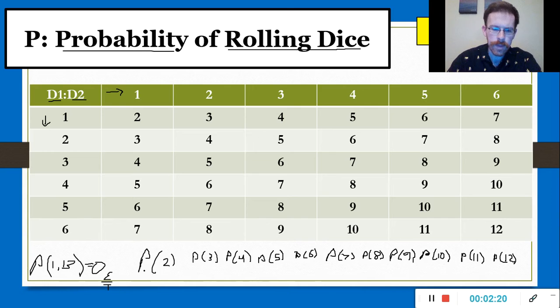Now you might consider, what is your total number of combinations here? Well, how many sides do we have? We have 6 possible ones here, and 6 possible ones here. And 6 times 6 would give us 36.